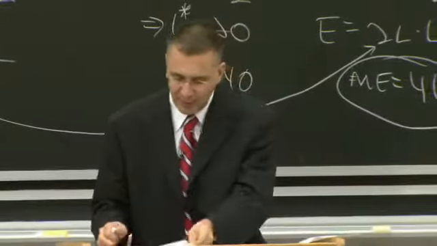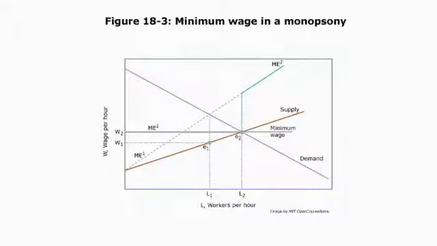Pretty confusing. Let's look at figure 18.3. Figure 18.3 once again parallels a figure you saw on the flip side for price regulation of a monopolist. This is the parallel, which is wage regulation of a monopsonist. So let's walk through this. It's pretty confusing, so let's walk through this slowly.